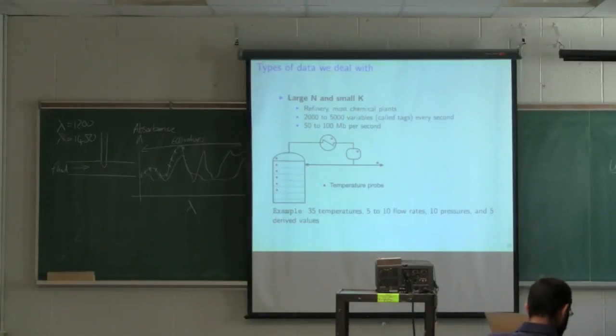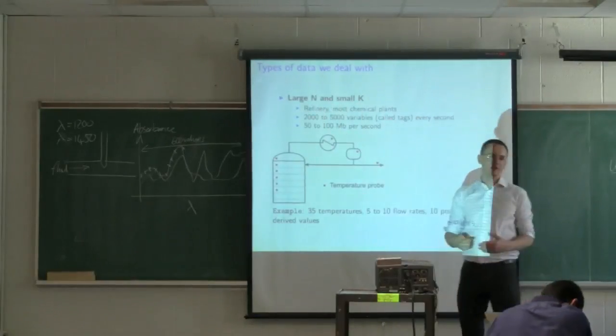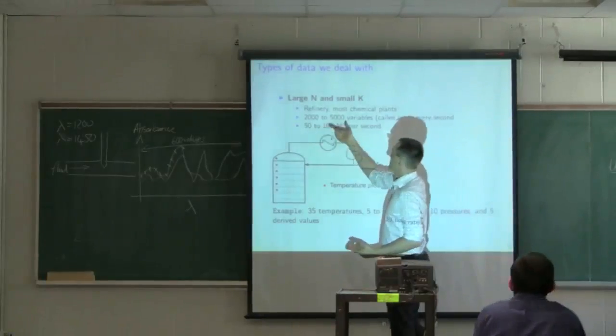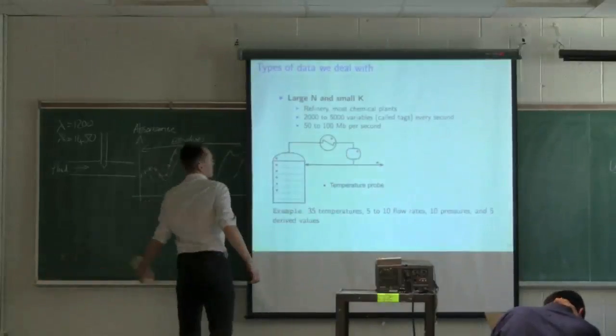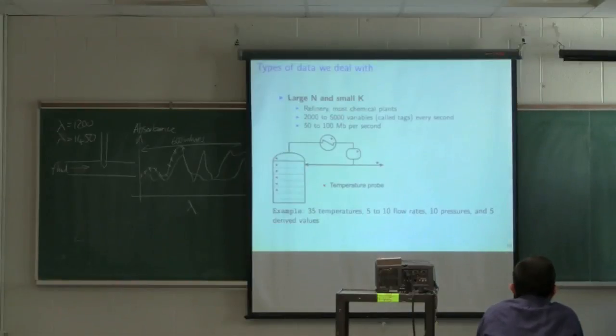In a chemical refinery, we have a large number of rows and relatively small number of columns. Okay, so large N. N is in the millions or the billions. K is tens of thousands. Okay? So in a refinery, we'll easily have 2,000 to 5,000, sometimes 10,000 variables, each a column in that data set. So one of those 10,000 columns. So now all we're doing is we're changing our data set as follows. We're calling these tags. And those tags could be temperature, pH, flow rate, etc. Measurements from our chemical process.